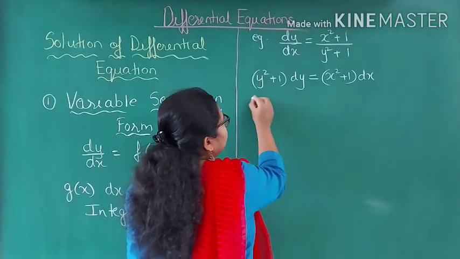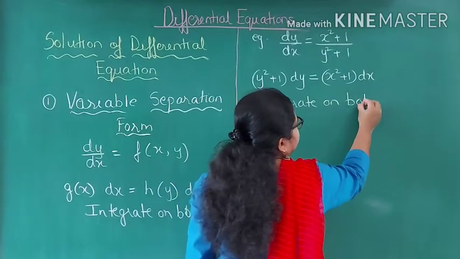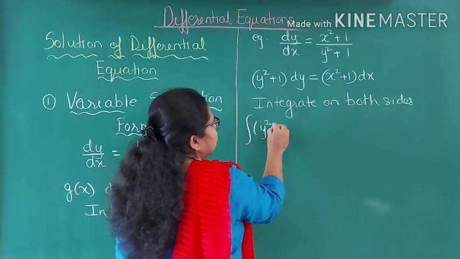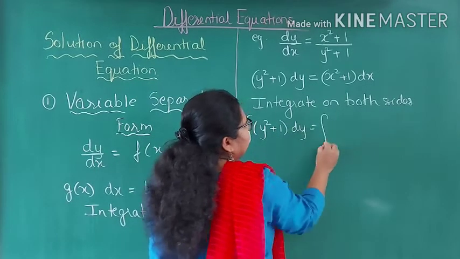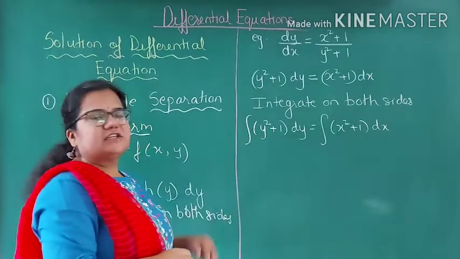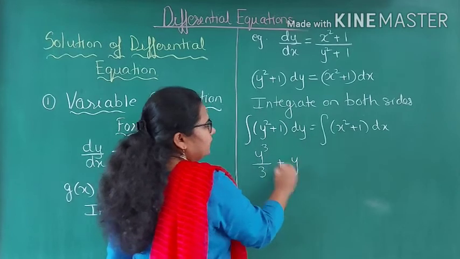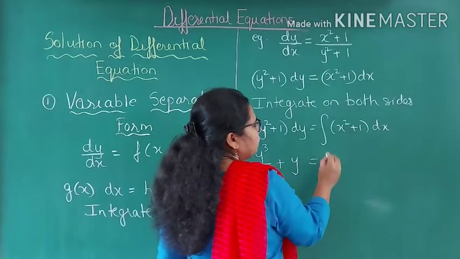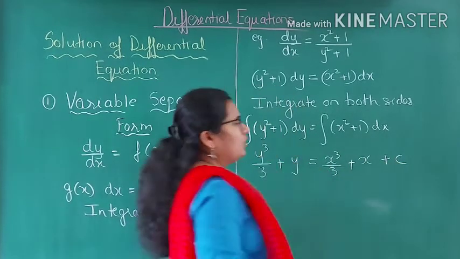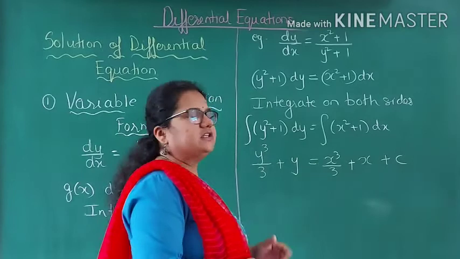So after this what are we supposed to do? We are supposed to integrate on both sides. So this becomes integration of (y square plus 1) dy is equal to integration of (x square plus 1) dx. What is integration of y square? We all know it is y cube upon 3. What is integration of 1? It is y. Equal to integration of x square, x cube upon 3, and integration of 1 is x, plus the constant of integration. Okay, so here you can see this will become your solution of the differential equation.